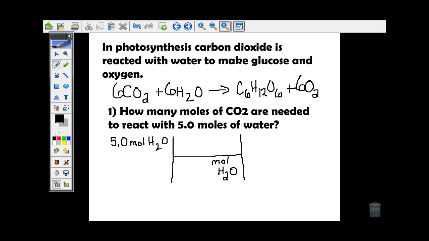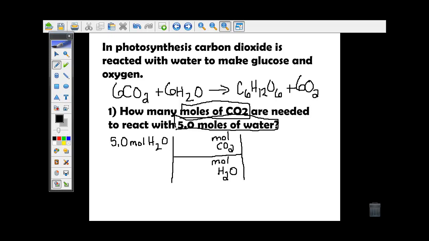What we are asked to find goes on the top. On the top, what are we asked to find? We're asked to find moles of CO2. So in every stoichiometry problem, you might need to sift through some words and find what you're beginning with and what you're ending with. Moles of CO2.